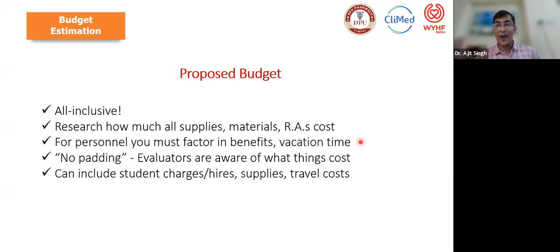Look at the fourth point: no padding. All inclusive, but no padding. Evaluators are aware of what things cost. If you are telling them my computer will be 1.5 lakh, my printer will be 3 lakh, my research assistant will cost me 50,000 per month, those people sitting in the reviewing committee are not idiots. If you write that the kit for troponin T will cost 7,000 rupees when it comes for 700 rupees, those people who are giving you the funds also know the cost. So no padding at all. No high budgets, no low budgets. Whatever is the exact amount, you should keep that.